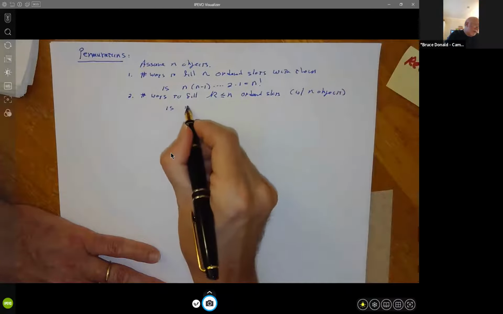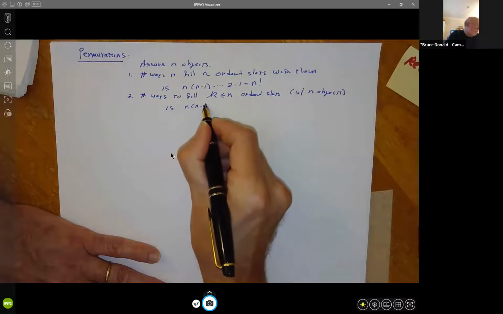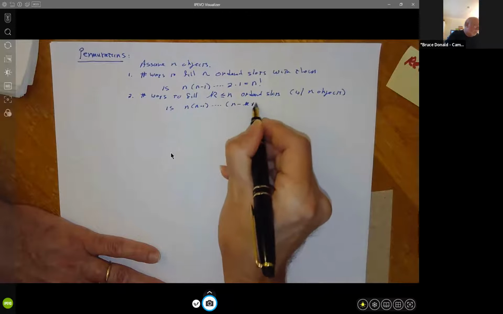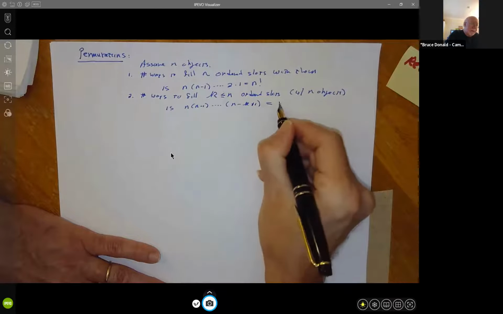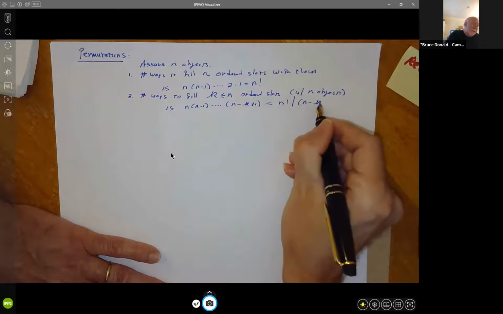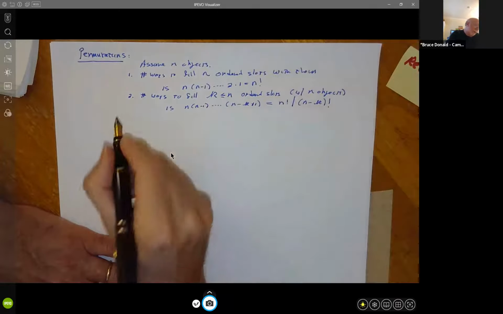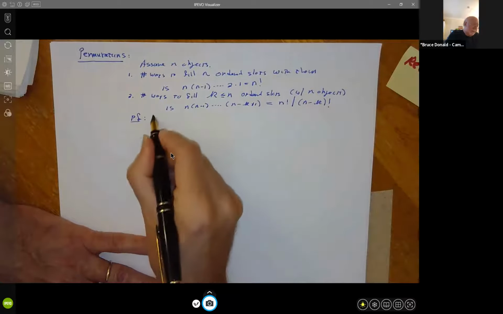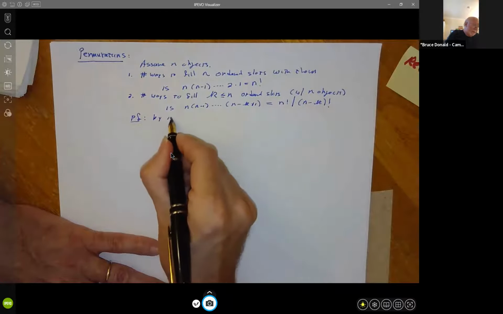This is n times n minus 1 multiplied down to n minus k plus 1, which can be written as n factorial over n minus k factorial. Now, how would you prove something like this? By induction.